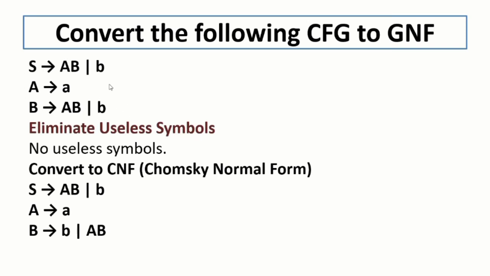Look at the productions. Chomsky normal form requires the right-hand side to be two non-terminal symbols or a single terminal. The production S contains two non-terminal symbols or a single terminal. Then production A contains the terminal symbol a. Lastly, the B production tends to the non-terminal symbols AB or the terminal symbol b. The grammar is already in Chomsky normal form.